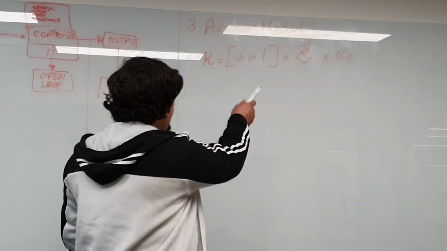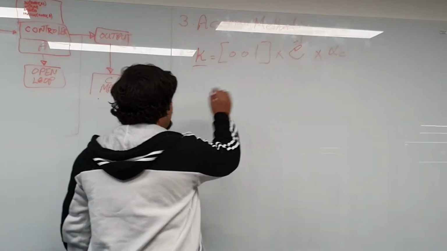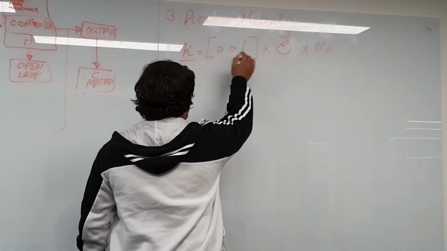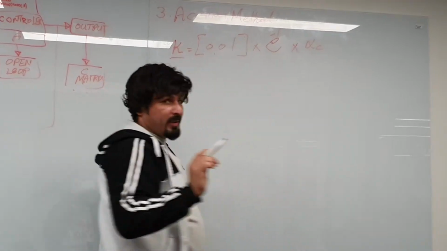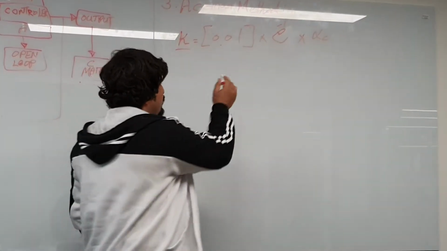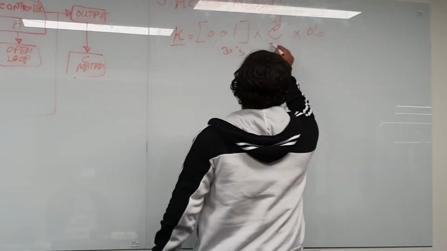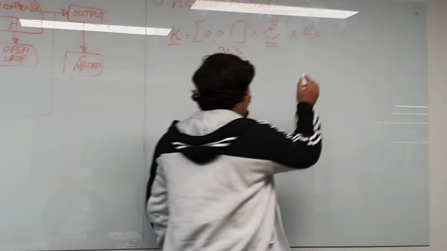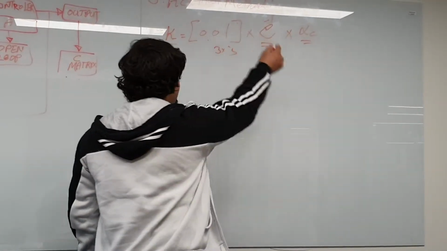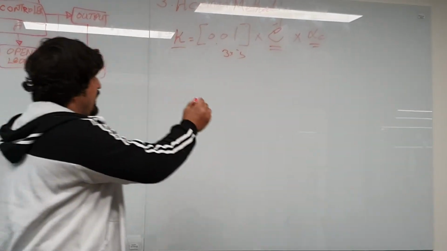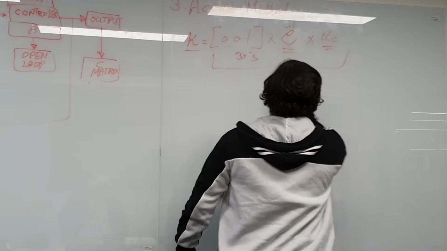In the Ackermann method, to get K, we have to multiply [0, 0, 1], if our A matrix is 3 by 3, by the inverse of the controllability matrix, and also alpha C. Now I'm going to discuss how to get all these components.